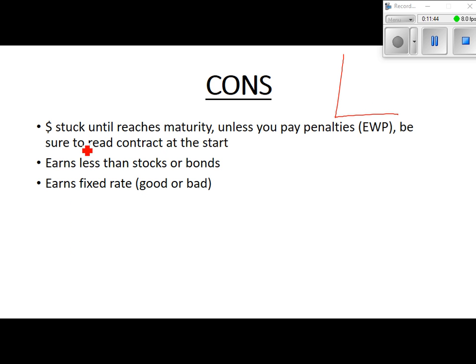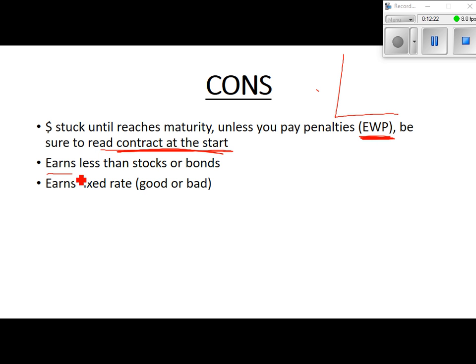The cons, again, make sure you write down the letters. The cons: money's stuck until it reaches maturity unless you pay penalties. Those are EWPs, early withdrawal penalties. You got to really make sure that you read the contract when you start one of these CD accounts, because those EWPs are sometimes in the contract, and if you draw out the money early, they're going to take a whole bunch of your money. So you got to make sure you're reading and getting a decent deal when you sign up for something.